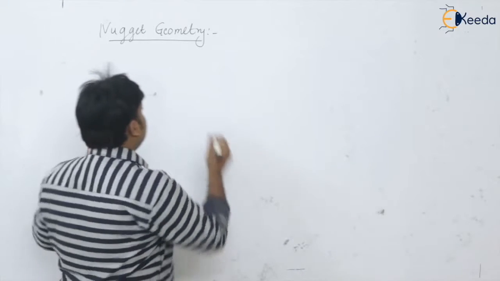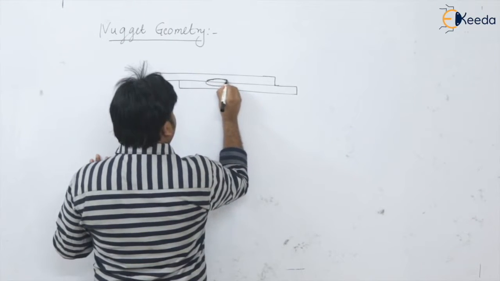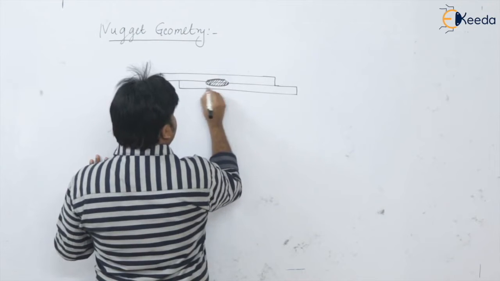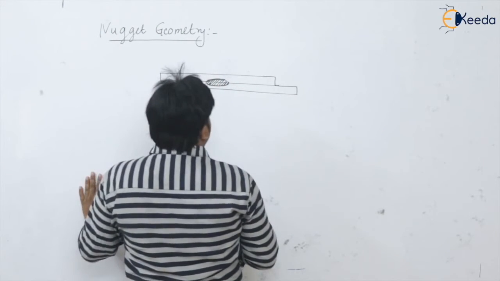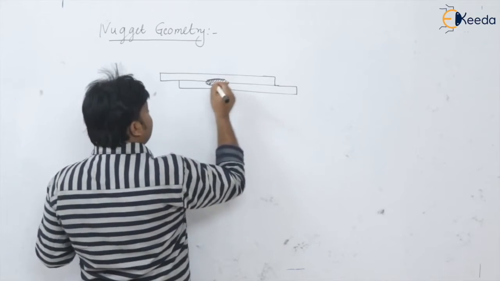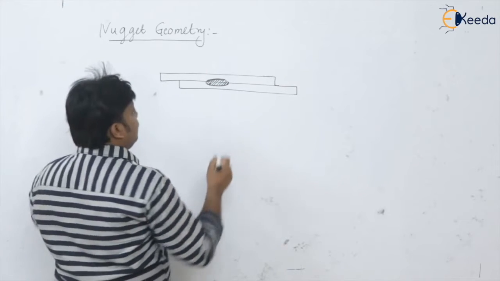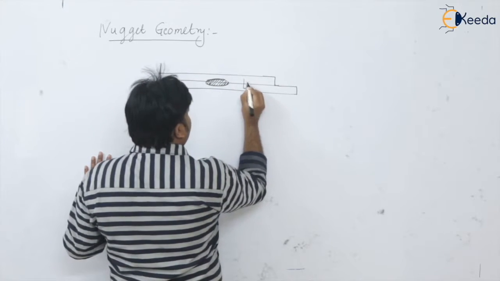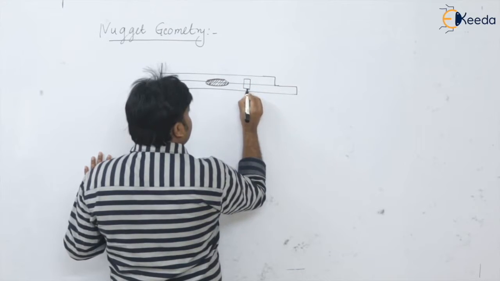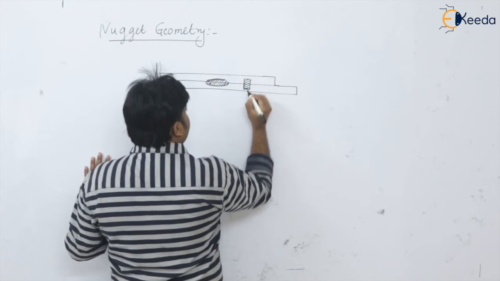If you look at the spot, it is of elliptical shape with this major axis and this minor axis. But for the sake of simplicity we are assuming this spot as a cylindrical one. So this is a cylindrical spot, a straight cylinder, we are assuming.